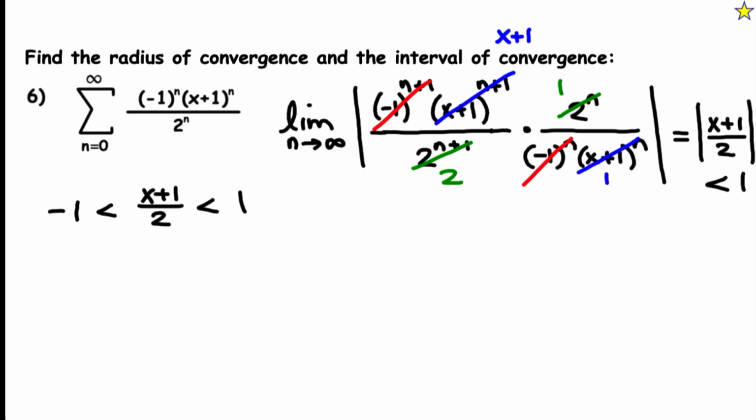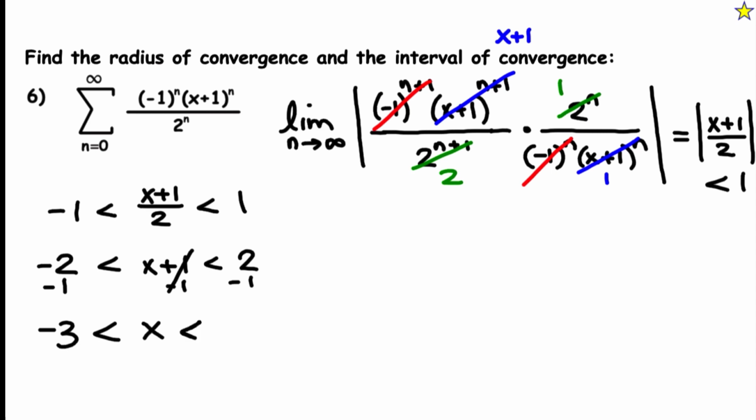All right, let's work some algebra. I'm going to double everything. So the middle will become x plus 1 just by itself. That becomes a 2. That becomes a -2. Fantastic. All right, let's subtract 1 from each part. Again, these operations I'm doing will not flip the signs. Greater than and less than signs only reverse when you multiply or divide by negative numbers. I'm doing neither of those.